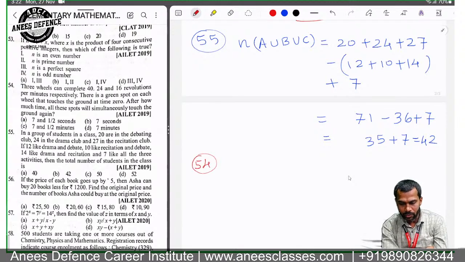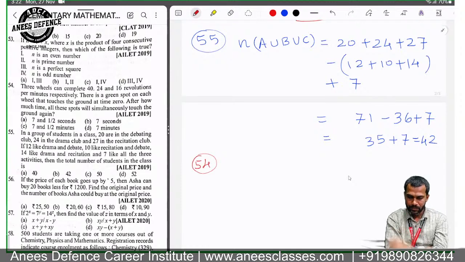Three wheels can complete 20, 40, 24, and 16 revolutions per minute. There is a green spot on each wheel that touches the ground at time 0. After how much time will all those spots simultaneously touch the ground again?